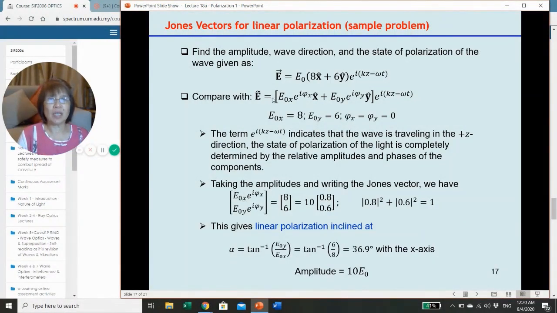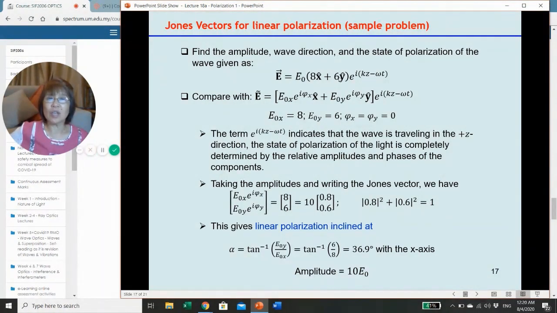For example, if we have a wave written with amplitude in the x direction as 8E0 and in the y direction as 6E0, and we have the time function here. How are we going to determine the amplitude, wave direction, and the state of polarization of this particular wave here?